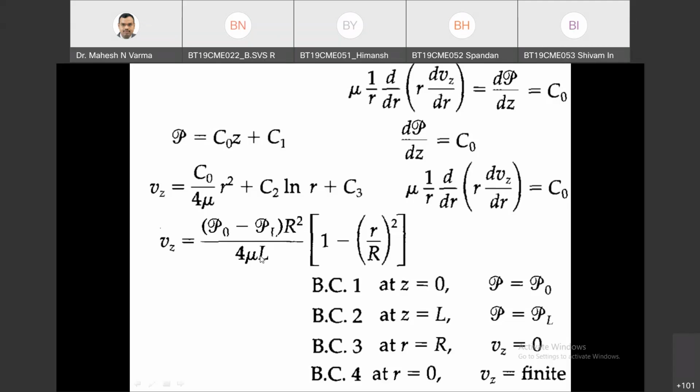So get the value of C3. C0 we got, C1 we got, C2 you can call as 0, or C2 should not be there. That ln r term should not be there in my model equation. That is called a logical boundary condition. Logically C2 is eliminated and C3 you can estimate using the no slip boundary condition. Substitute this C0 and C3 and rearrange the equation, you will get the velocity profile equation.